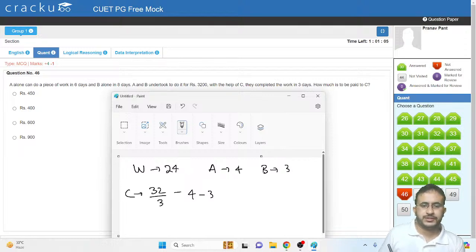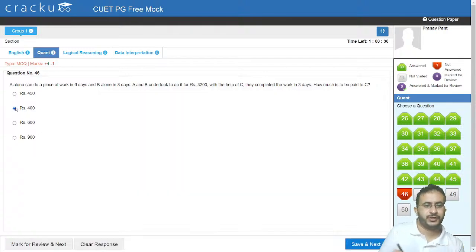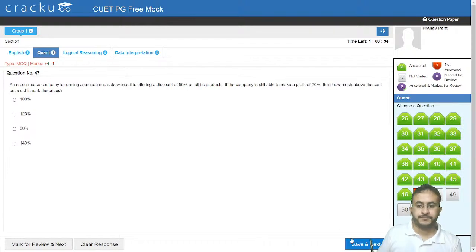Sorry. Total basically 24 units in 3 days. So 24 by 3 is 8 units per day. So A is doing 4, B is doing 3, and C is doing 1 unit to make it 8 units. Okay, 24 units is the total work. I accidentally took 32. So C is doing 1 by 8th of the work. So he should be paid 1/8, that is 400. Okay.